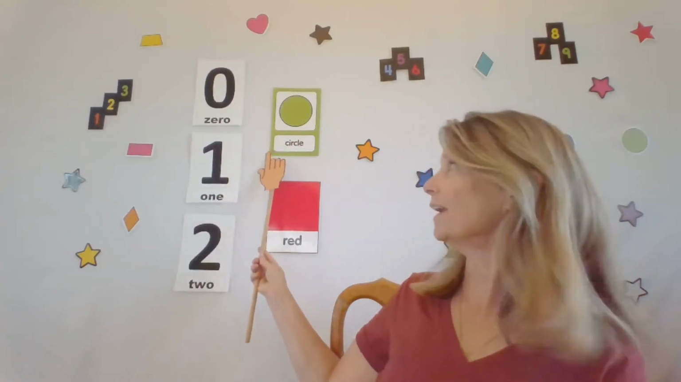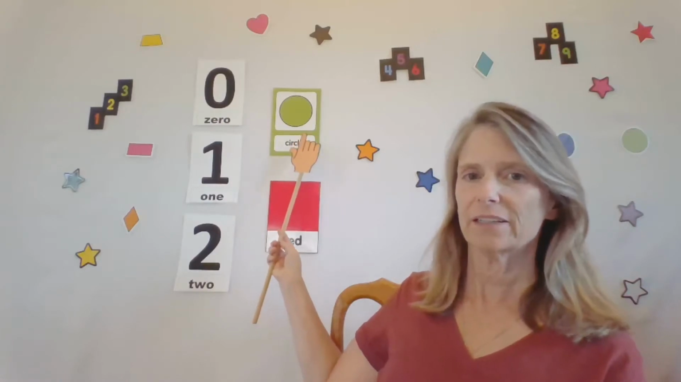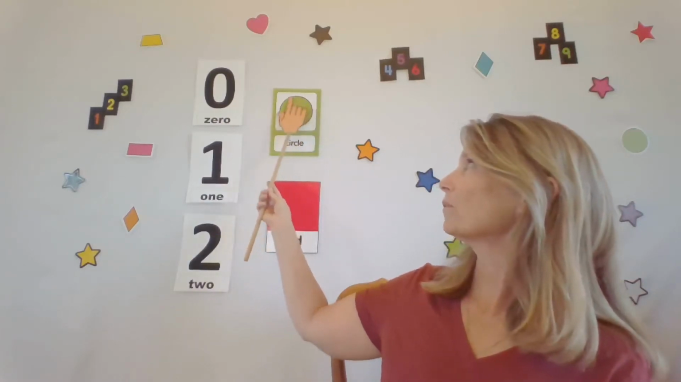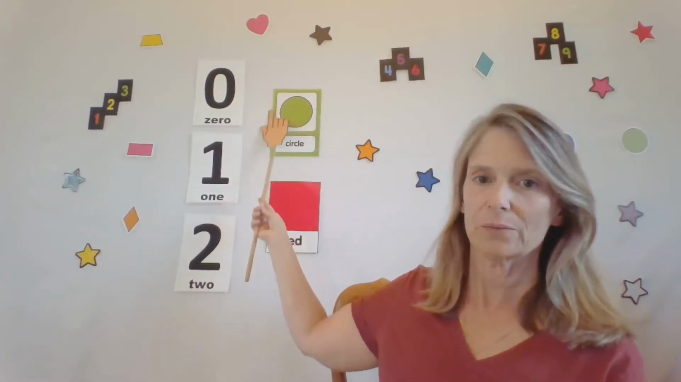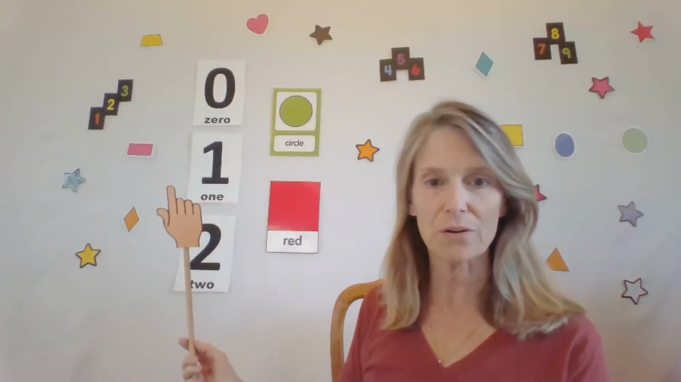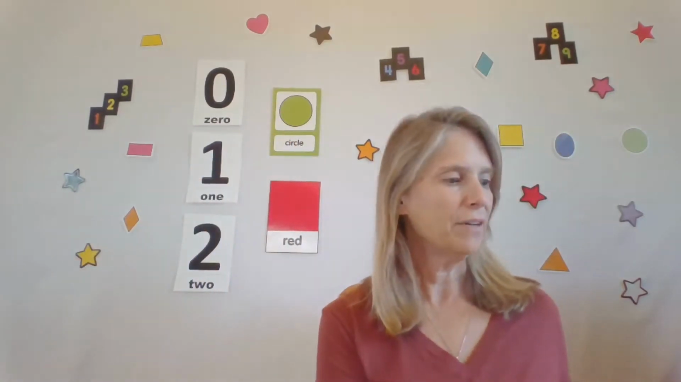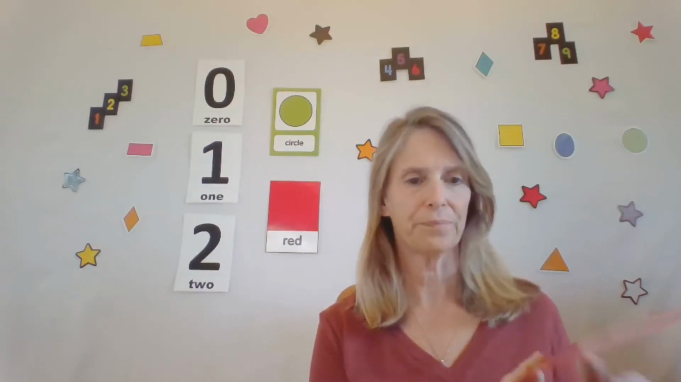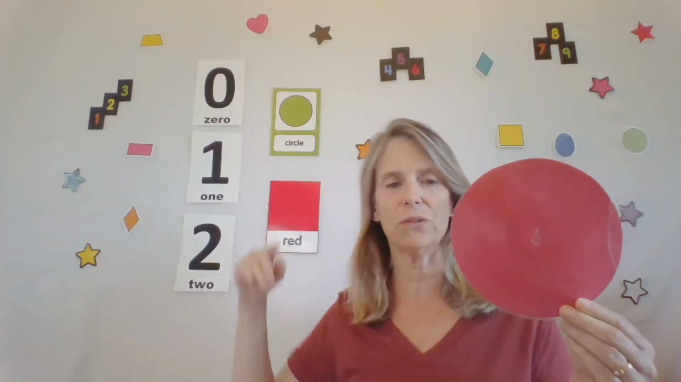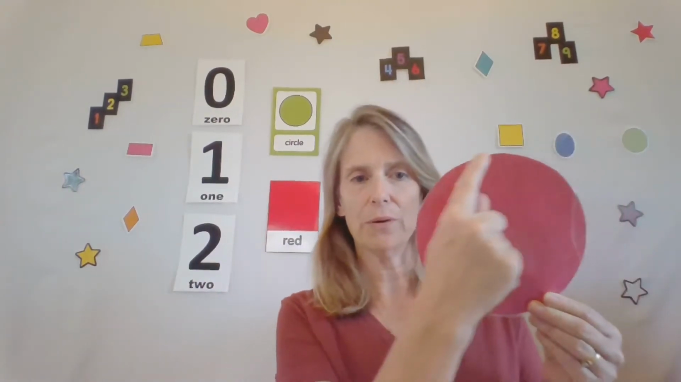This is called a circle. Take a good look at this circle. What do you notice? It goes around and around and around. It has no corners. It has no sides. It just keeps going around. I have another one here that I'm going to show you. I have a red circle right here. So we're talking about both the red and the circle now. This doesn't have any corners and it doesn't have any sides, so it is a circle.